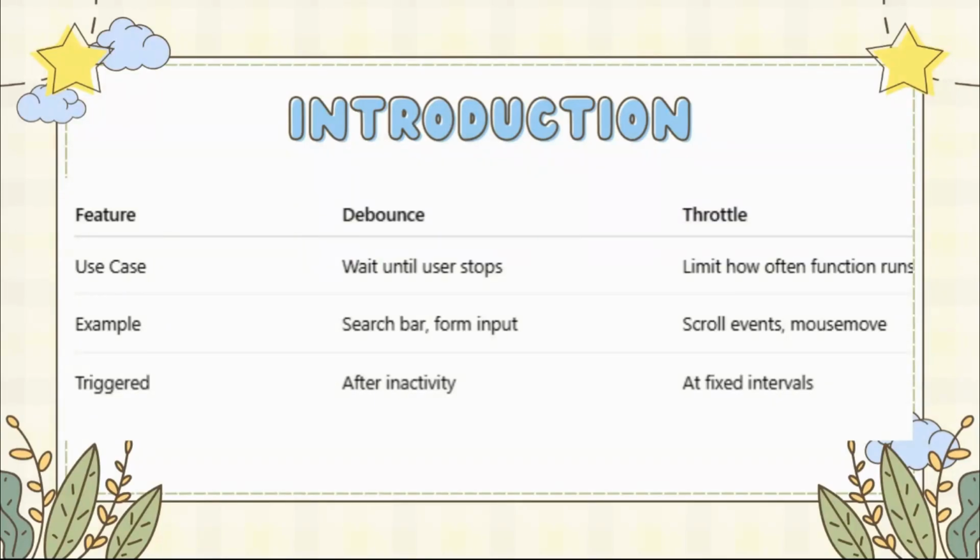Now let's see what throttling is. Throttling is similar but slightly different. It allows the function to run once every X milliseconds, no matter how many times it's triggered. For example, imagine tracking a user's mouse movement or scrolling. Instead of capturing thousands of events per second, we can limit it to once every 2 seconds. This is useful for scroll tracking, mouse events, or window resize handlers.